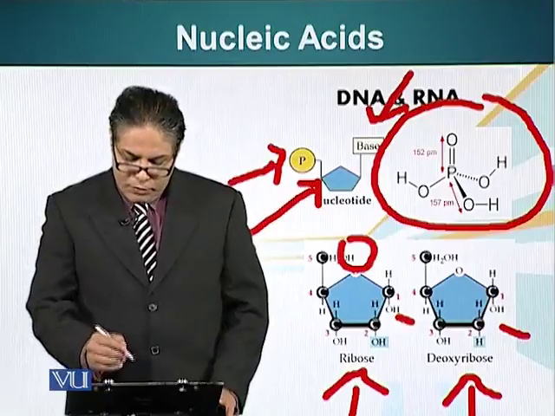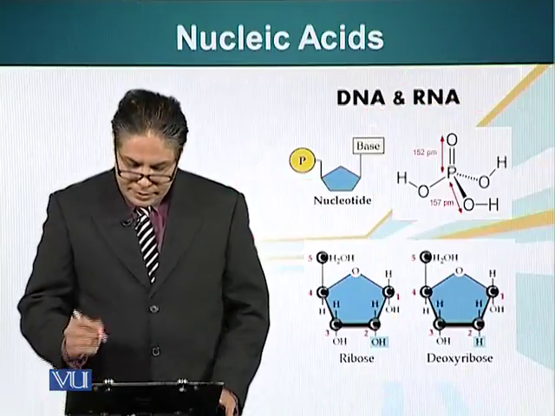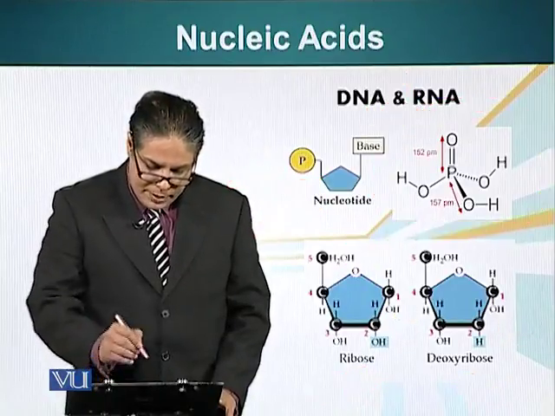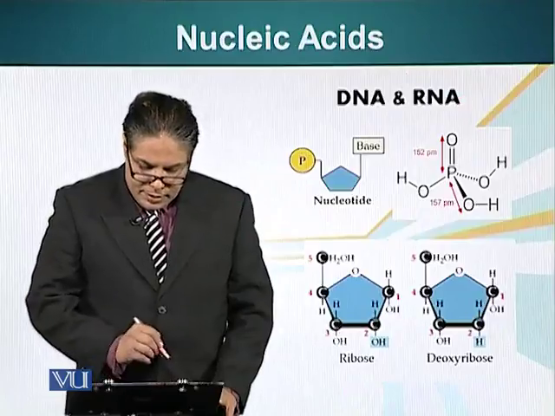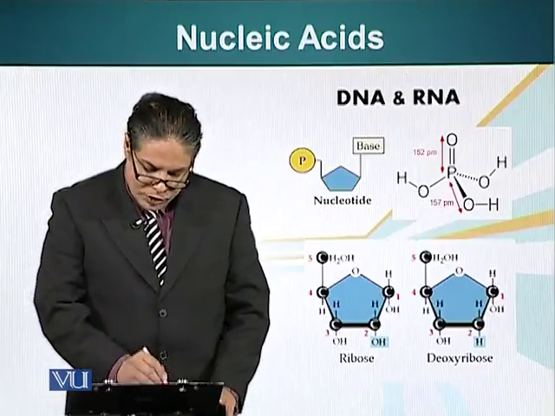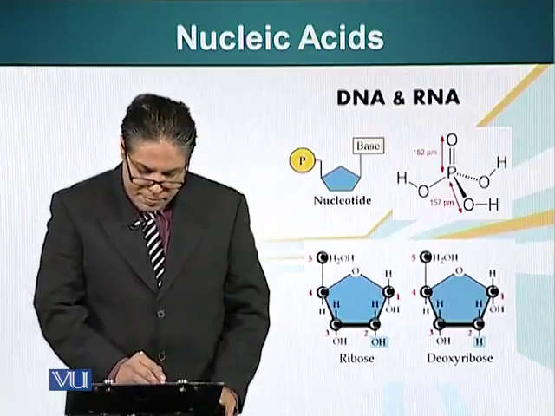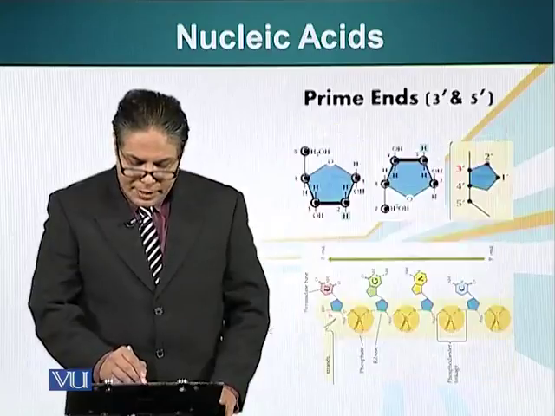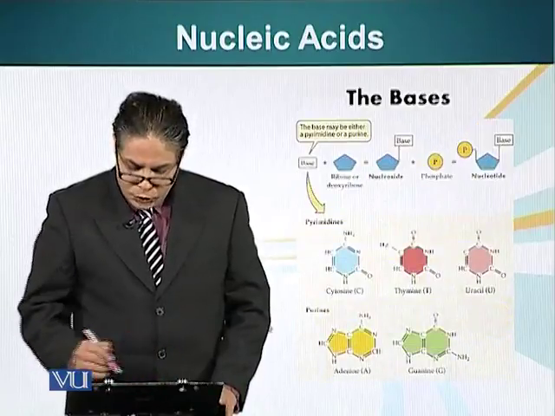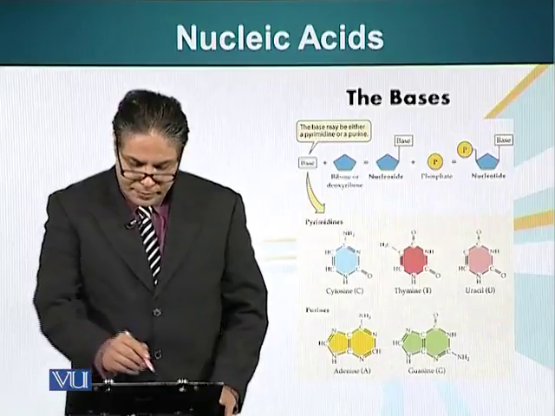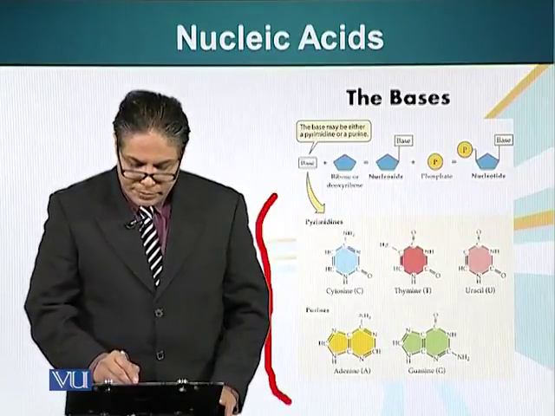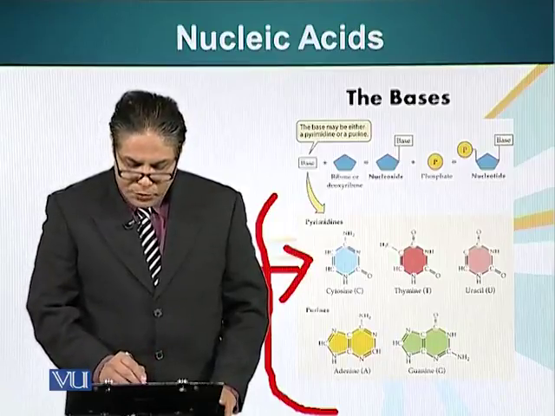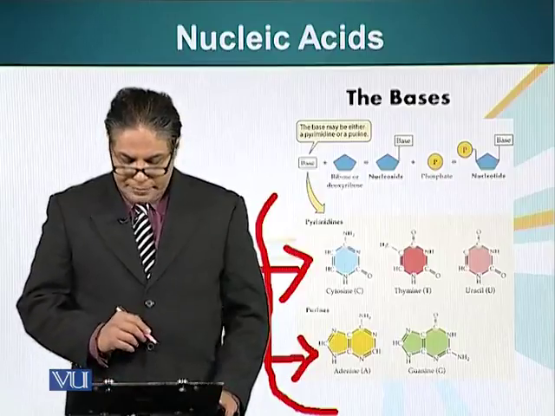Now let's look at the structure of nitrogenous bases. I'm going to bring that slide up. These nitrogenous bases are cyclic compounds. Here we go. These nitrogenous bases can be divided into two groups depending upon their structure: the pyrimidines and purines. The pyrimidines have one cyclic structure, whereas purines have two cyclic structures fused together.